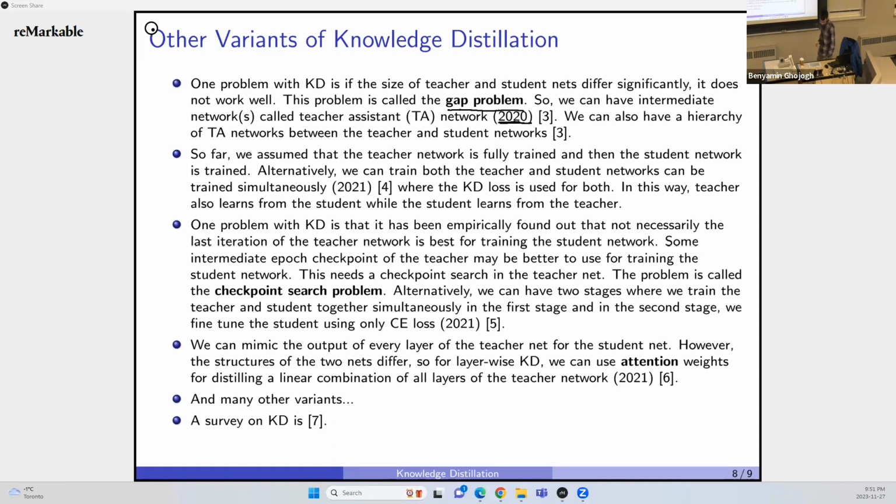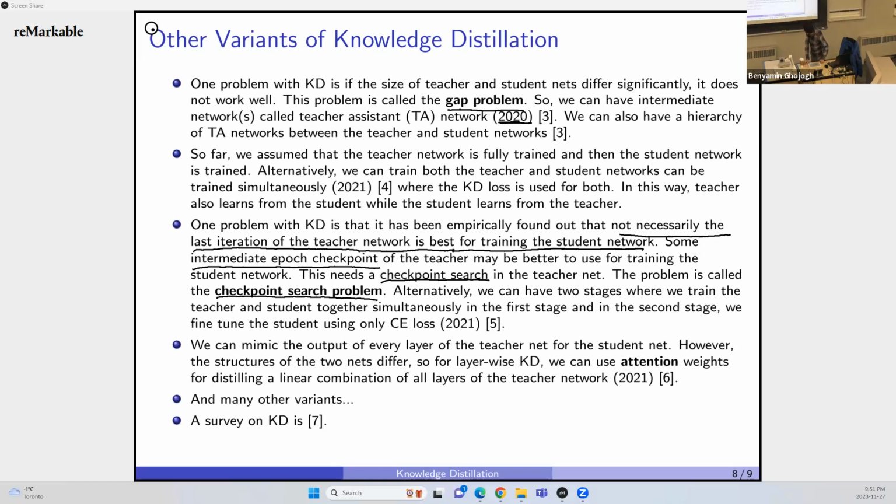Also, another problem is the checkpoint search problem. So it has been empirically found out that not necessarily the last iteration of teacher network is best for training the student network. Who says that? Some intermediate epoch checkpoint of teacher may be better to use. So what should we do? This needs a checkpoint search in the teacher net, right? Agreed? But this is a problem. How many checkpoints should we check? This is a checkpoint search problem.